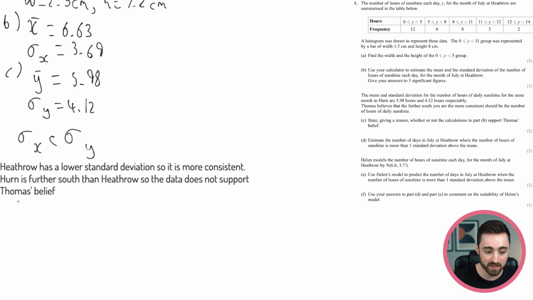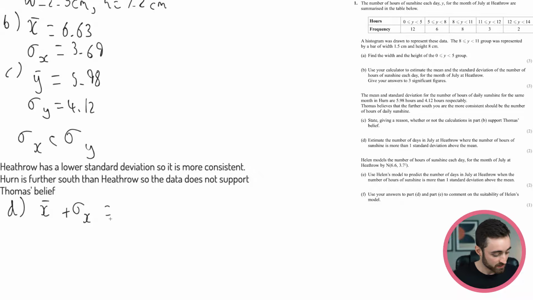Part D. Estimate the number of days in July at Heathrow where the number of hours of sunshine is more than one standard deviation above the mean. Okay, well, what is one standard deviation above the mean? Surely we should work it out, right? So essentially, that would be the x bar plus the sigma x, wouldn't it?